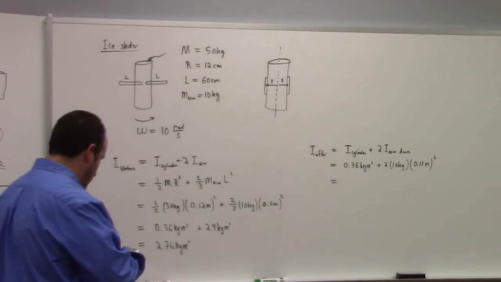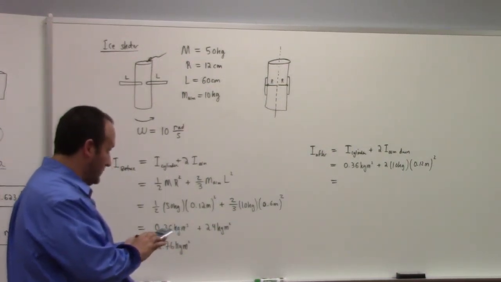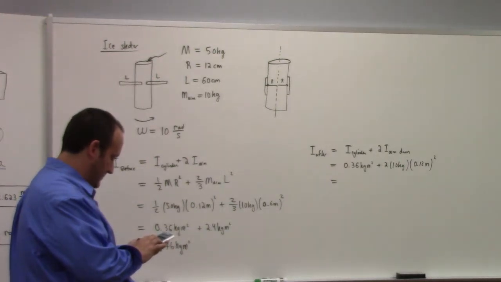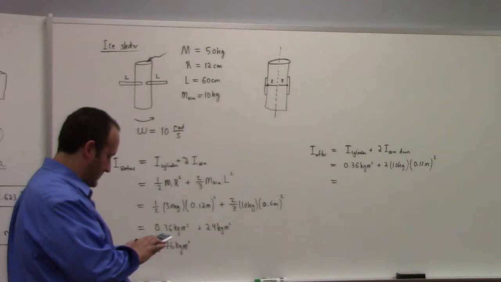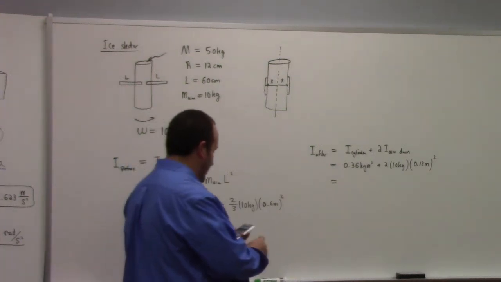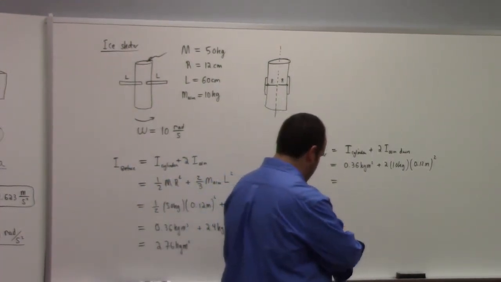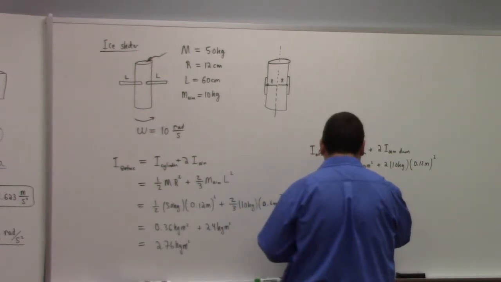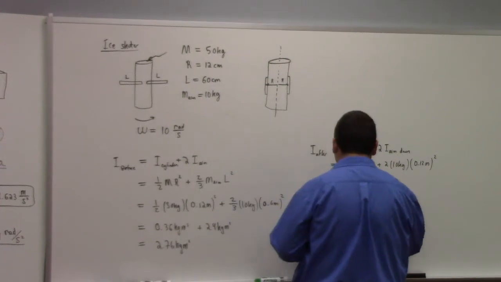Let's see here. So we got what? 0.36 plus 2 times 10 times 0.12 times 0.12. That gives me 0.288 plus 0.36. I get 0.648 kilogram meters squared. All right.